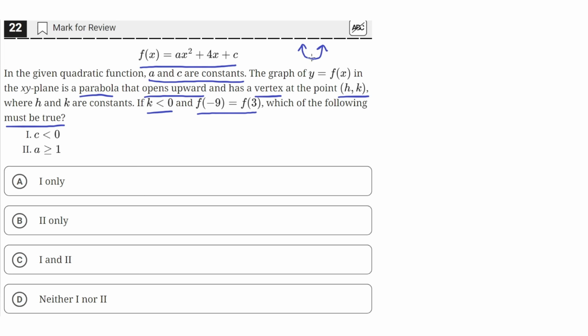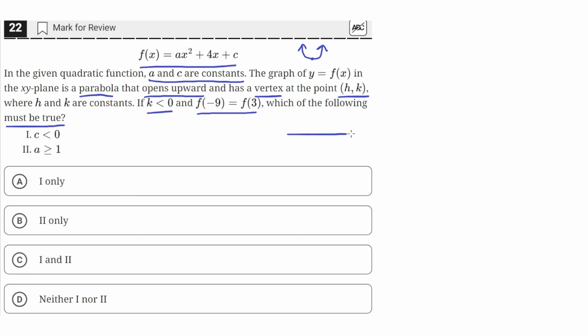So, which means the vertex of this parabola is the minimum, and this parabola opens upward. So it'll look something like this. Okay, and we're also told that k, which is the y-coordinate of the vertex, is less than 0, which means the vertex should be somewhere down in the negative y-axis. And f of negative 9 equals f of 3. Okay, this should tell us the x-coordinate of the vertex.